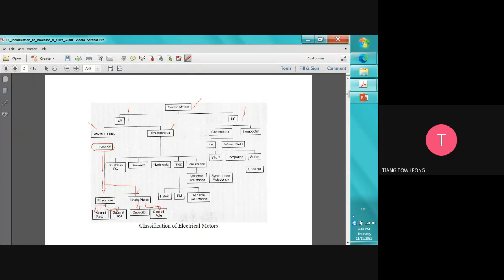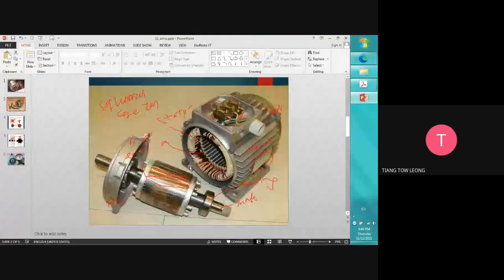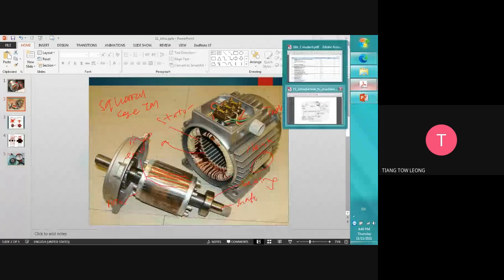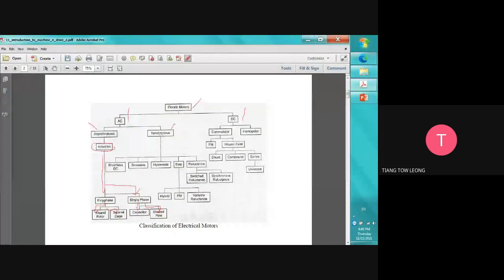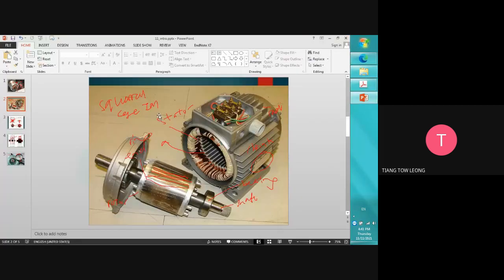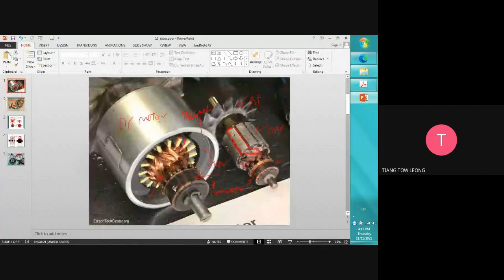For example, squirrel cage, this one I show you. This one is squirrel cage. This one is squirrel cage. And then the synchronous motor, for the AC one, we can have brushless, sine wave, hysteresis, step, reluctance. Okay, and then DC, before we go to synchronous, for the DC motor we have commutator and homopolar. Commutator is this one. This inside here is the commutator.